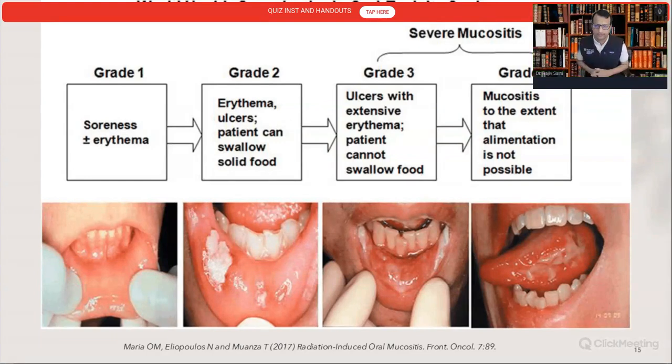Severe mucositis occurs in grade 3 and grade 4 situations. Grade 3 is extensive erythema. The patient cannot swallow the food, so the patient is always on a liquid diet. And grade 4 is an extremely life-threatening situation where the patient even cannot drink any liquid, so it's always going through IV infusion.